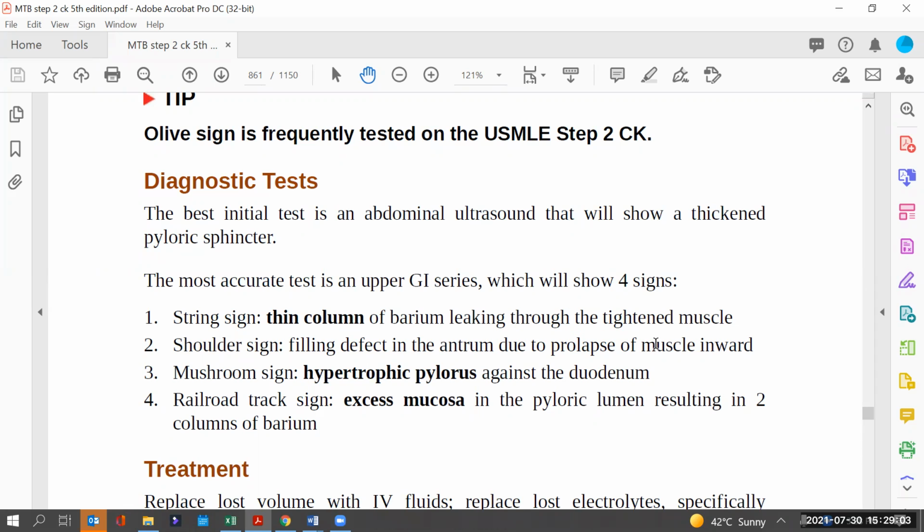Of course, when you do the barium follow through, when you enter the barium in the body and trace it, you will see the first sign is the string sign, where the barium has to pass through the tightened muscle, and that tightened muscle is the pyloric sphincter muscles, right?